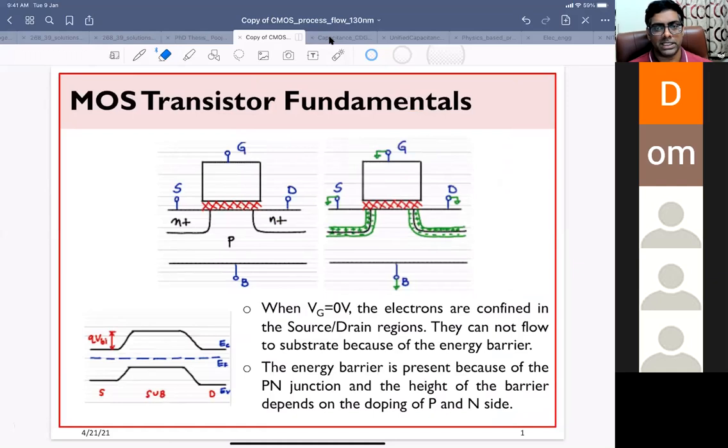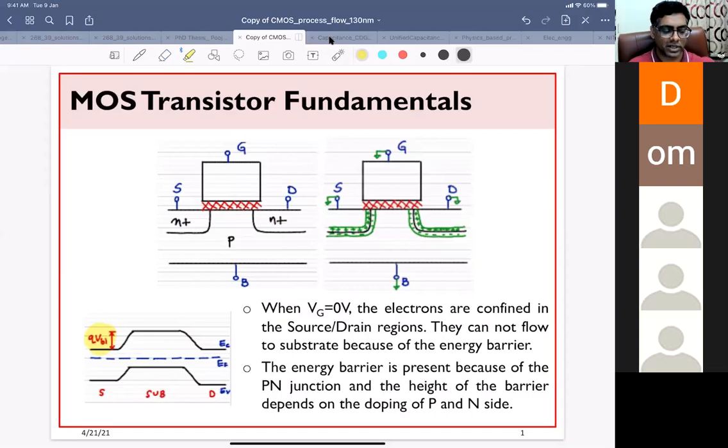When I talk about a transistor, I have two regions, the source and drain regions. For an NMOS transistor, I have two regions which are full of electrons, and for a PMOS transistor, I have two regions which are full of holes. When gate voltage is zero, or at the flat band voltage, the electrons are confined to the source drain regions, so they cannot flow to the substrate because of the energy barrier qVbi. Because of this energy barrier qVbi, they could not flow, because I have electrons.